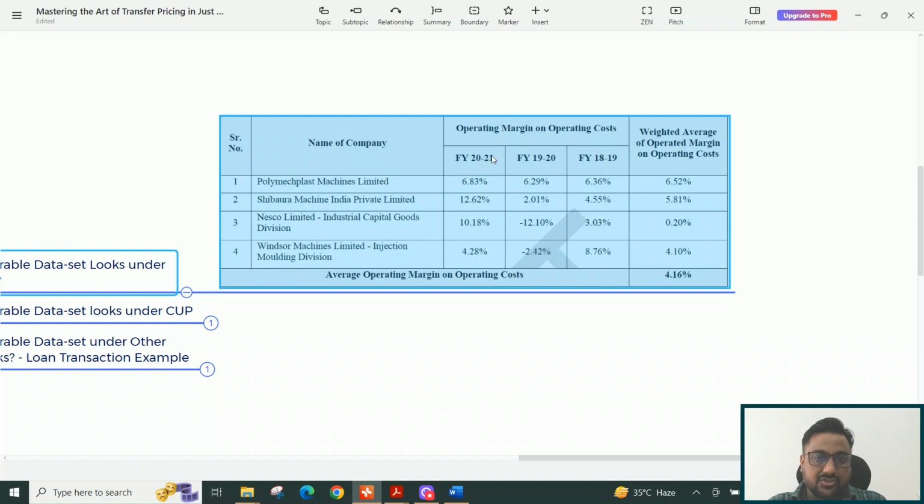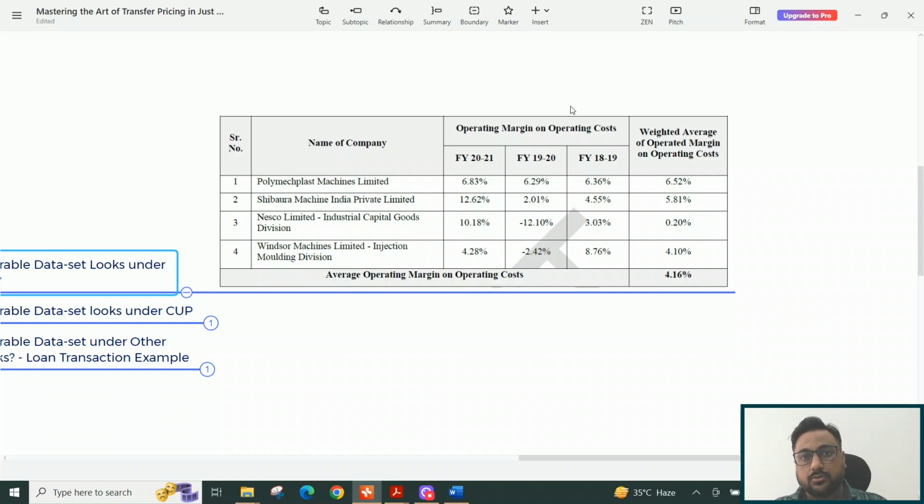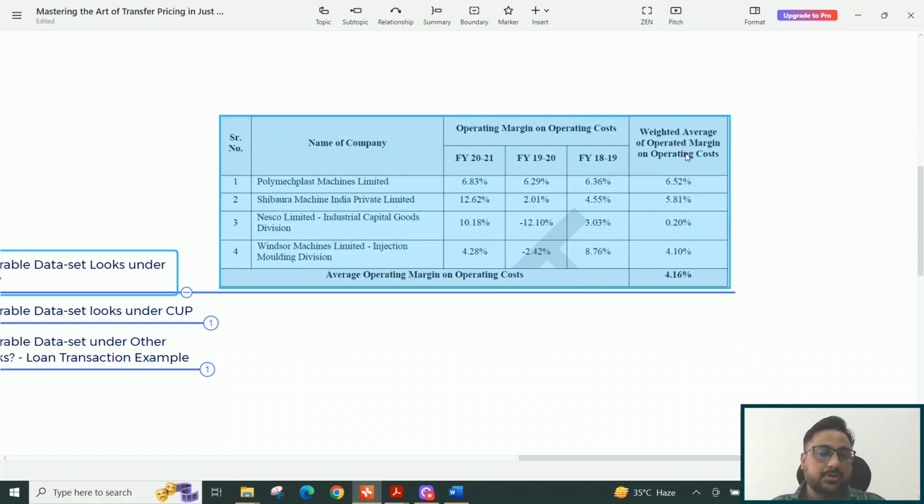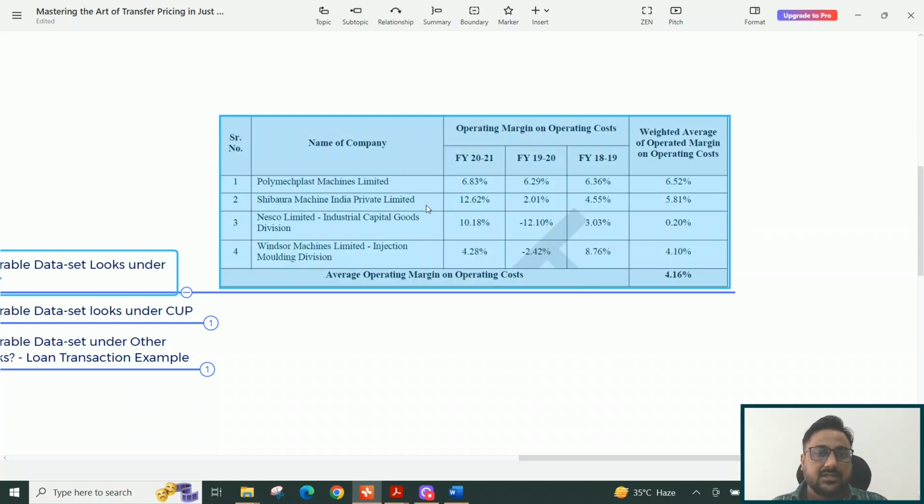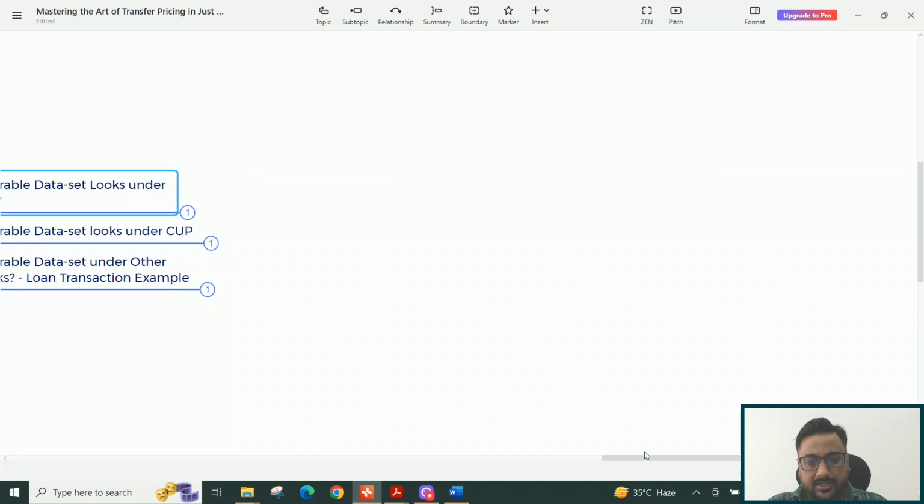Then for each year we would have computed the operating margin. It could be on operating cost, operating revenue, or whatever base it may be. We are going to discuss how to select the base in a coming video. As you can see, the weighted average operating margin is also computed. We'll understand that entire computation during the practical aspects in the subsequent parts. So this is how a data set will look under the RPM and TNMM. If you have seen reports where the transaction has been benchmarked with the TNMM, you must have seen this type of data set. I'll move ahead to the next part.